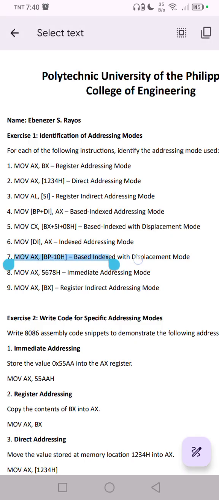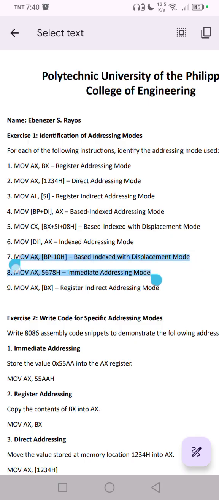7. The base indexed with displacement mode. This mode uses the BP register with a negative offset, allowing access to data located before the address pointed to by BP. It's particularly useful for stack operations.